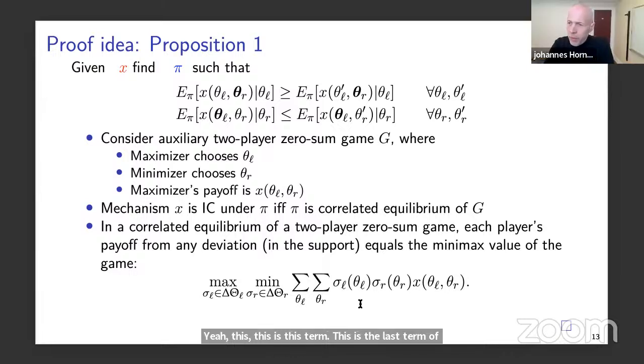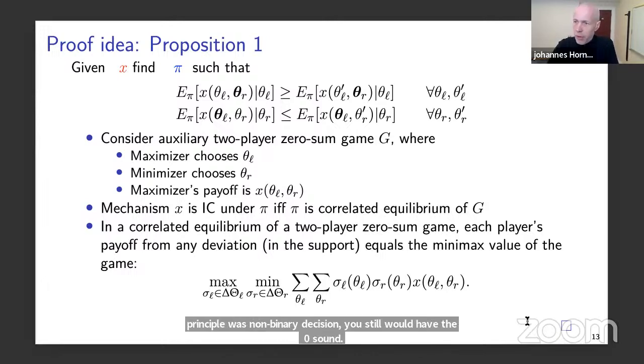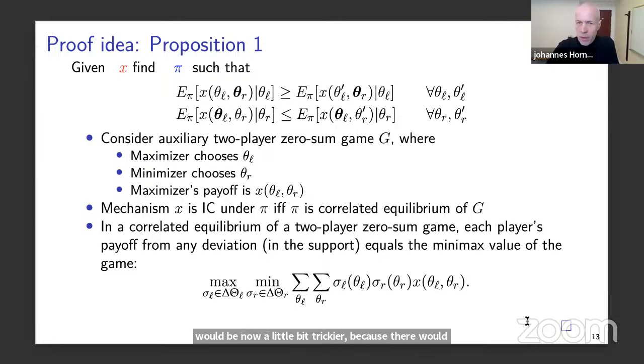Deniz, if I can interrupt, it's very nice, I find this perspective very enlightening, but it does rely on a zero sum, and I wonder how much it also relies on the bilinearity, which is driven by the binary nature, namely whether we think of pi as the distribution and x as the decision, or x as the distribution and pi as the decision. It really doesn't matter because it's entirely symmetric, so to speak. It's entirely bilinear, but if the choice of the principal was a non-binary decision, then you still would have the zero sum. You could still have it strictly competitive, but it would be a little bit trickier because there would be a third argument, so to speak, in the x, right?